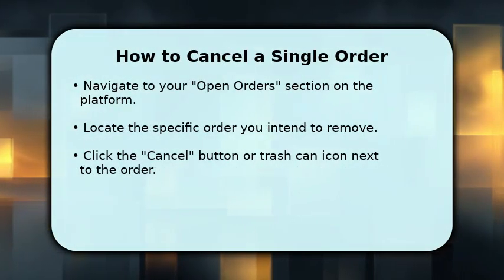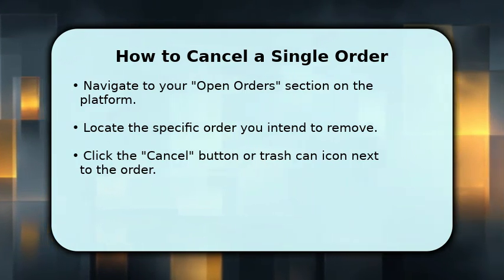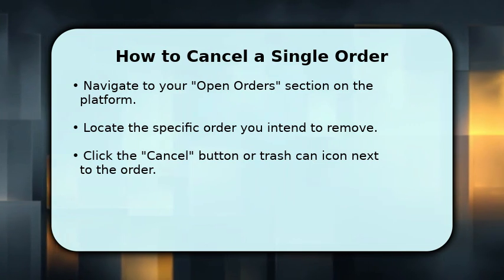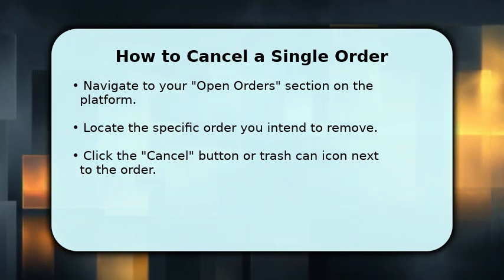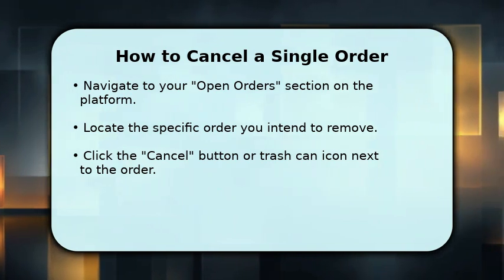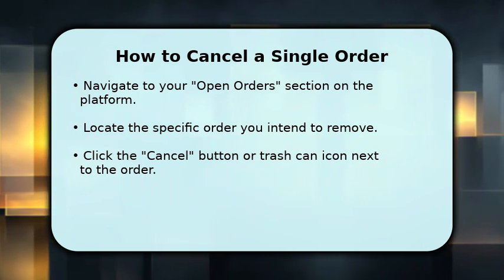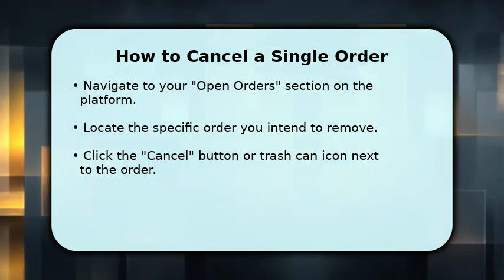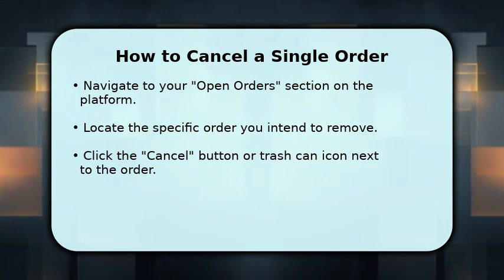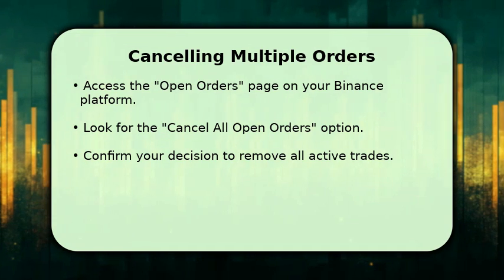To cancel a single open order, first log into your Binance account and go to the Open Orders section. Here, you will see all your active buy and sell orders. Simply find the order you wish to cancel and click the Cancel button or the small trash can icon located next to its details. Remember, only orders that have not been fully filled can be canceled, and there are no fees for doing so.